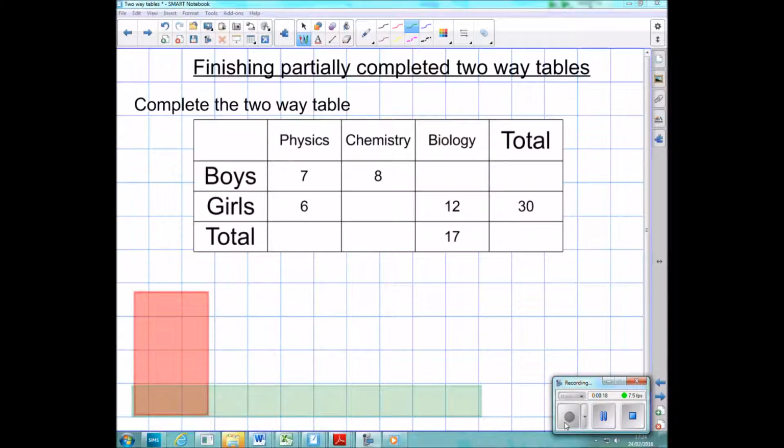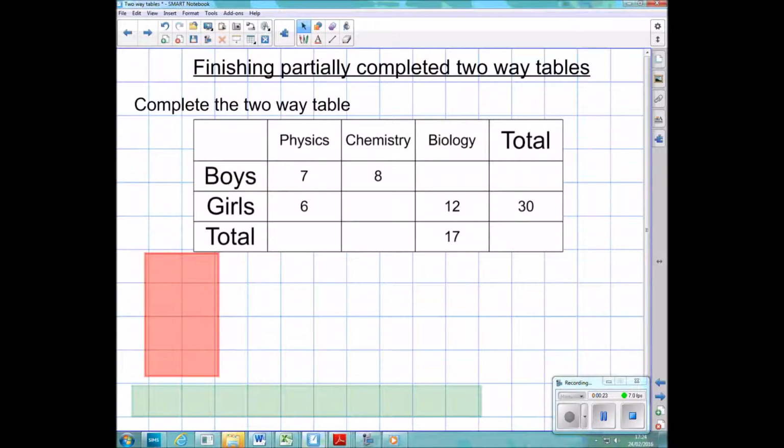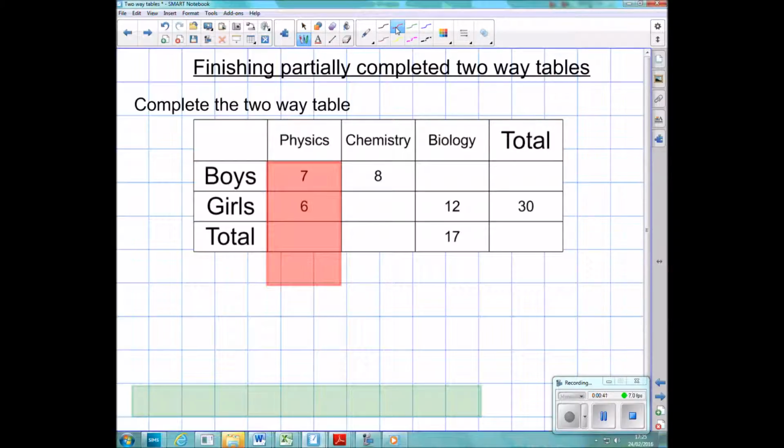Okay, so the way I like to do this is I like to look at all of the different columns first. And what I'm searching for is a column that only has one bit of missing data. As I move along, I quickly see that physics is missing one piece of data, and that's the total. So in order to find this out, all I need to do is add the two numbers 7 and 6, which is 13, and that will give me my total.